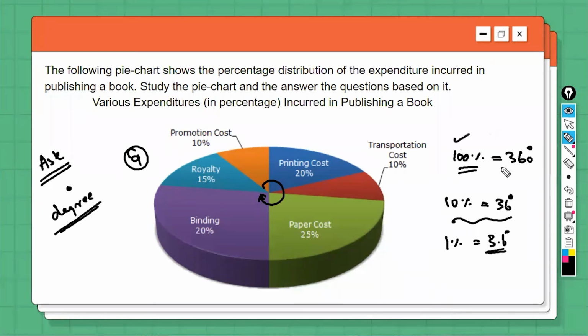See, 100% is 360, 10% is 36, 1% is 3.6. Whenever they ask you degree, it will be a multiple of 9 most of the times, 99% of the time.